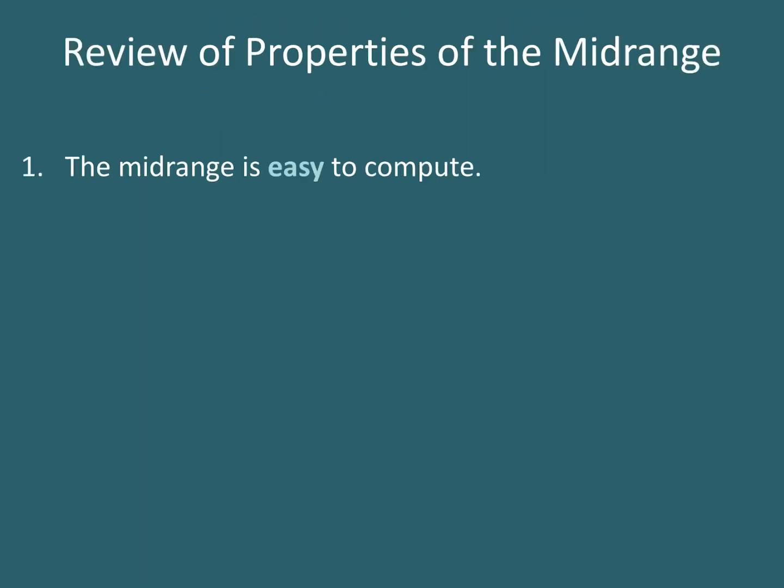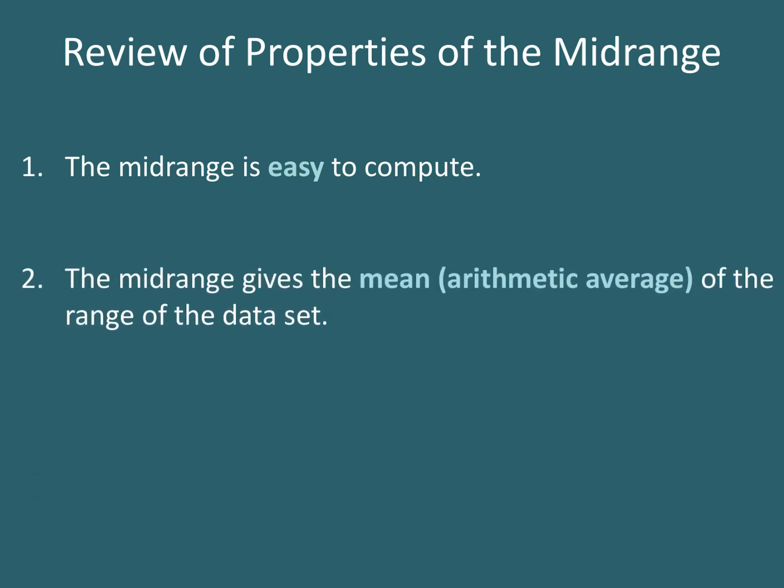Let us review some properties of the midrange. First of all, the midrange is easy to compute. Second, the midrange gives the mean of the range of the data set. Notice this is not the mean, but is the mean of the range. Again, lowest plus highest, all divided by 2. Now, the midrange is affected by outliers, as seen from the previous example.